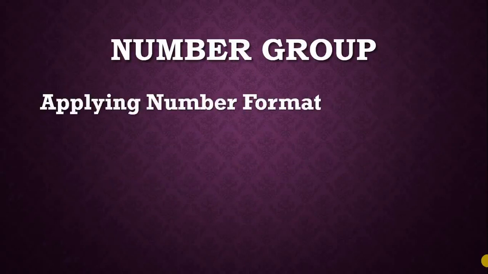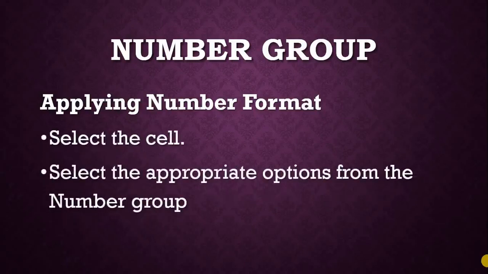Next, number format. How to apply number format? To apply the number format, you need to select the cell that has contents and then select the appropriate option from the number group. For example, if you need to add comma style, you need to click on the comma style button in the number group. If you need to add a percentage sign, you need to click on the percent style button. If you need to increase the number of digits after the decimal point, you need to click on the increase decimal button in the number group. These are the options that are present in the number group.